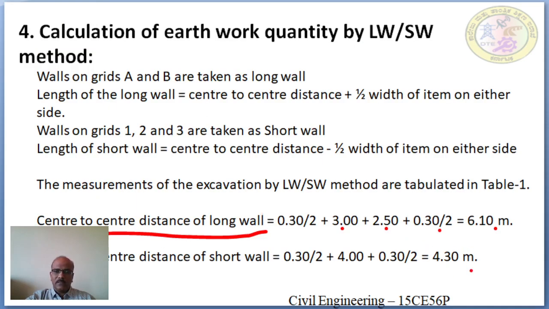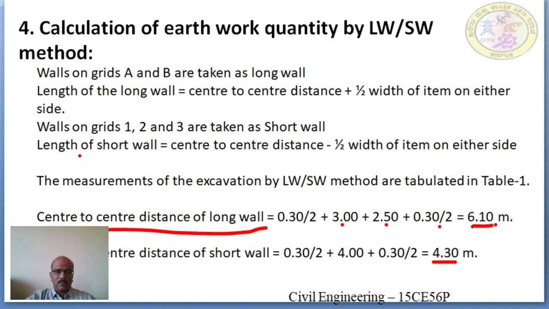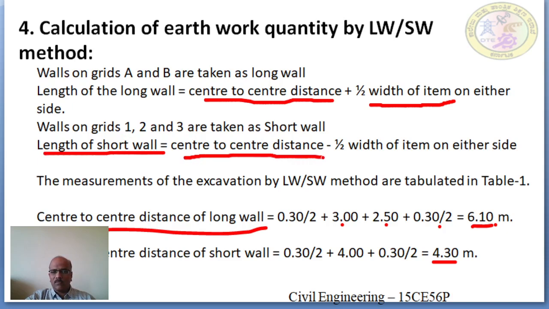Once you calculate the center to center distance of the long wall and of the short wall, then we can calculate the length of the long wall as center to center distance plus half width of the item, that is the earthwork excavation, half width of the excavation on either side. The walls on grids 1, 2, 3 are taken as short walls, hence the length of the short wall will be equal to the center to center distance of the short wall minus half width of excavation on either side.